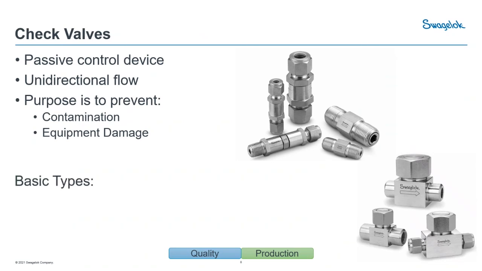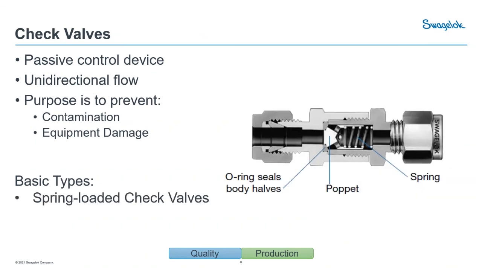A couple of basic types of check valves. One of those is a spring-loaded check valve, which is kind of self-describing. It uses an internal spring to assist in closing the valve. That inlet pressure must overcome the spring pressure and also the system back pressure to be able to open it. And we'll dive into that just a little bit more coming up on the next couple of slides.